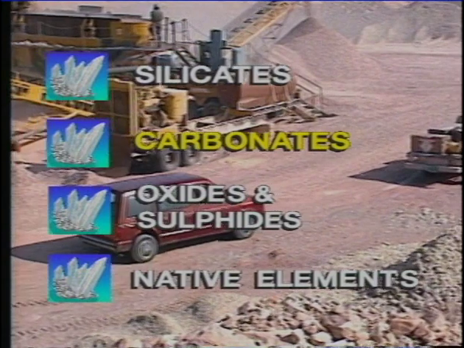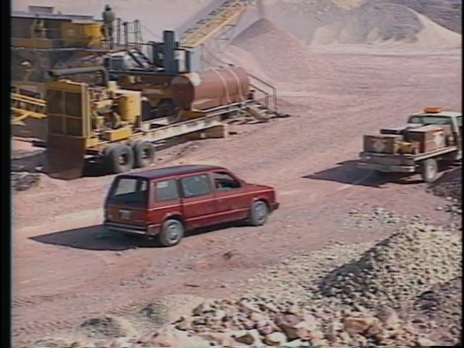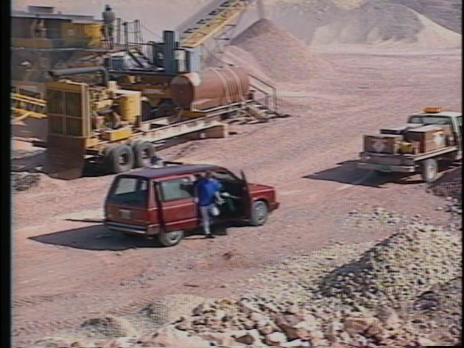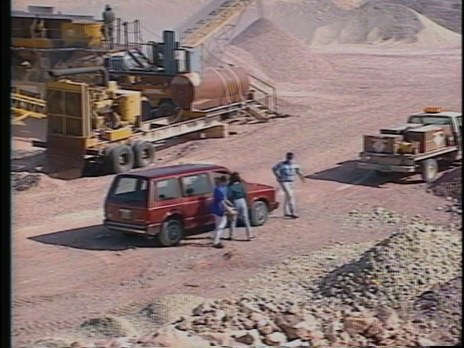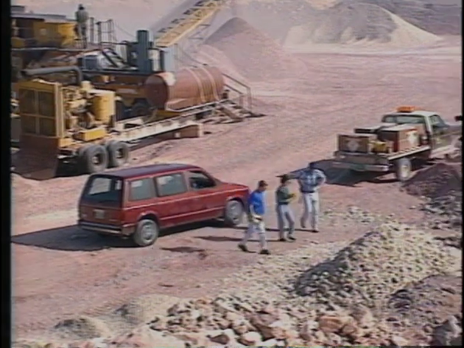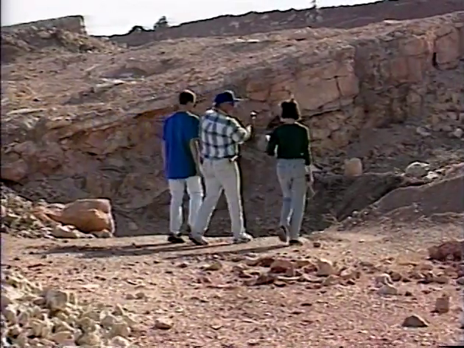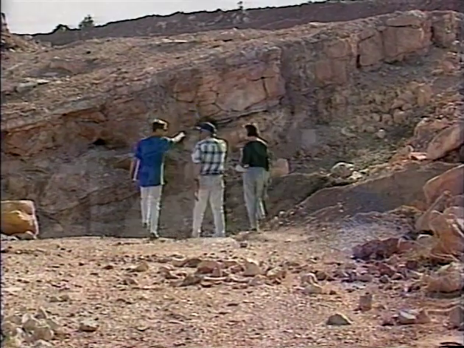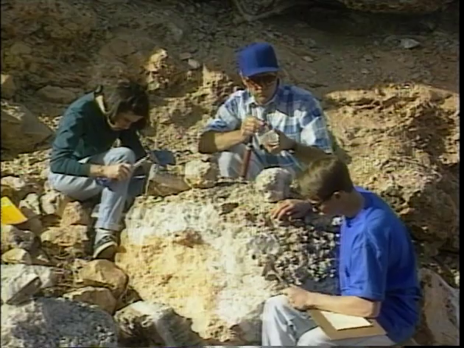Our next stop takes us to a rock quarry, where minerals are removed from the Earth's crust for processing into a variety of useful products. Here we find the sedimentary rock limestone, a rock composed almost entirely of one type of mineral. That mineral is calcite and has physical and chemical properties very different from the silicate minerals we studied earlier.